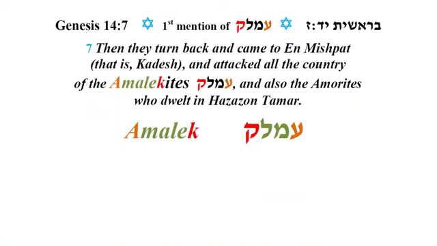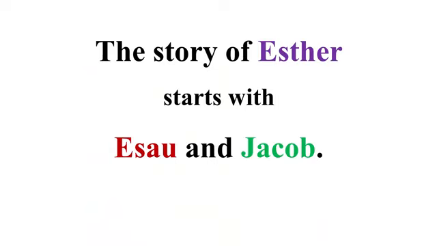Verse 7 says, then they turned back and came to En Mishpat, that is Kadesh, and attacked all the country of the Amalekites and also the Amorites who dwelt in Hazazon Tamar. This, by the way, my friends, is the first mention of Amalek. And how does he apply to this Esther and Haman hundreds of years, 1,000 years in the future? Maybe thousands. The story of Esther actually starts with Esau and Jacob.